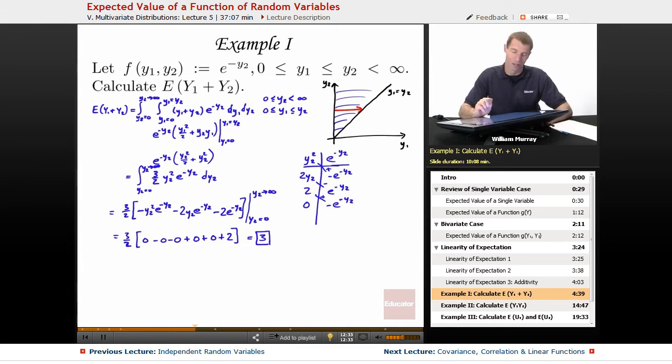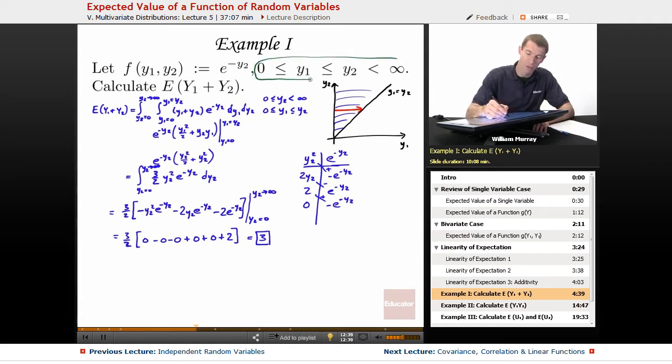Let me go back over the steps and make sure that everybody's clear on everything. Kind of the first thing to do here is to graph the region. So I looked at those limits there. y1 and y2 both go to infinity, but y1 is always less than y2. So that's how I got this region right here, this triangular region that goes on infinitely far.